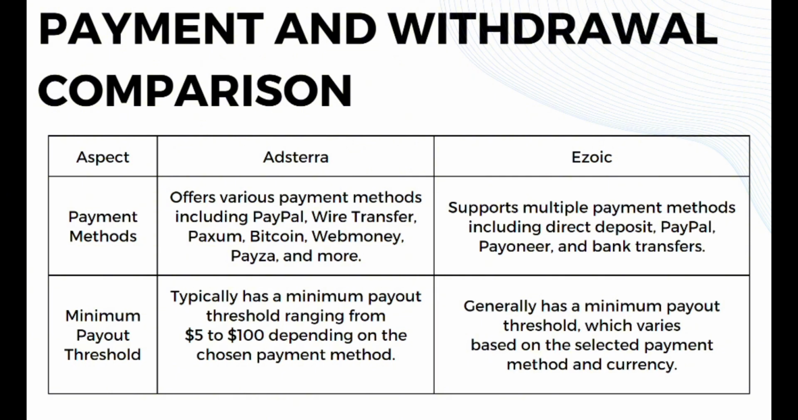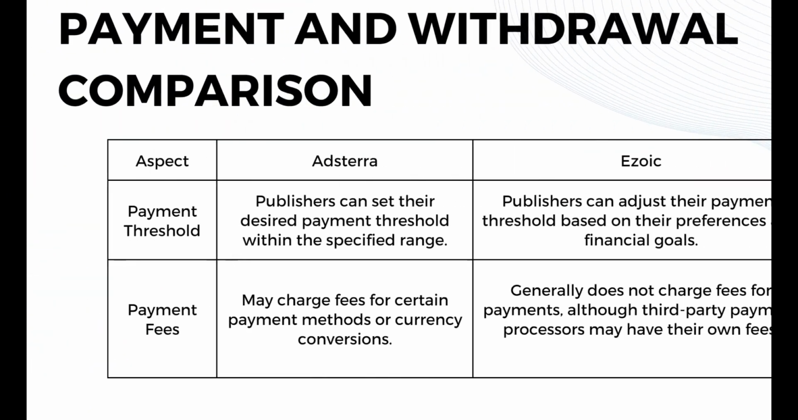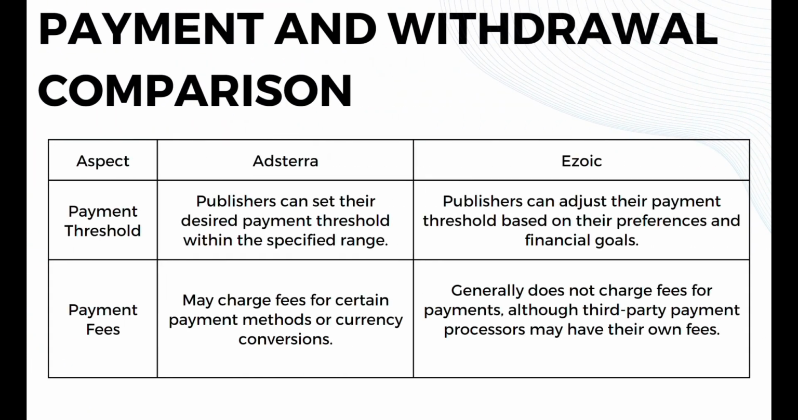Now in terms of minimum payout threshold, Adsterra typically has a minimum payout threshold ranging from $5 to $100 depending on the chosen payment method, while Ezoic generally has a minimum payout threshold which varies based on the selected payment method and currency. And aside from that, in terms of payment threshold, Adsterra publishers can set their desired payment threshold within the specified range, while Ezoic publishers can adjust their payment threshold based on their preferences and financial goals.